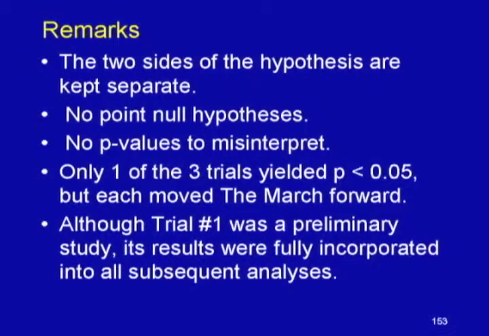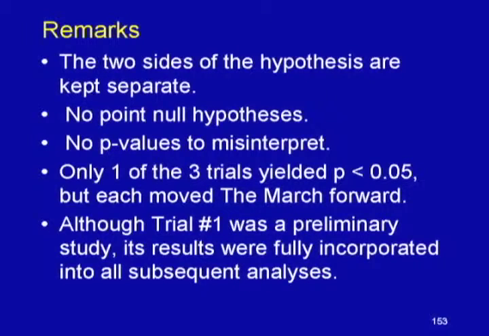All right? So here's some remarks. The two sides of the hypothesis are kept separate. Two sides of the hypothesis, none of this two-tailed test business, okay? There's no point null, no p-values to interpret. Only one of the 3 trials yields a 0.05 or less, all right? But each moves the march forward. That's important because if you know what the FDA requires, they require two well-done trials with p-value less than 0.05 to approve, okay? Although trial number 1 was a preliminary study, its results were fully incorporated into all subsequent analyses.